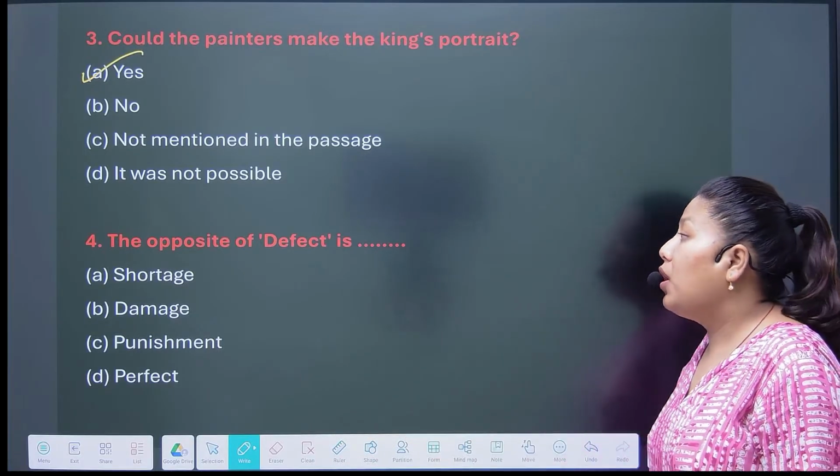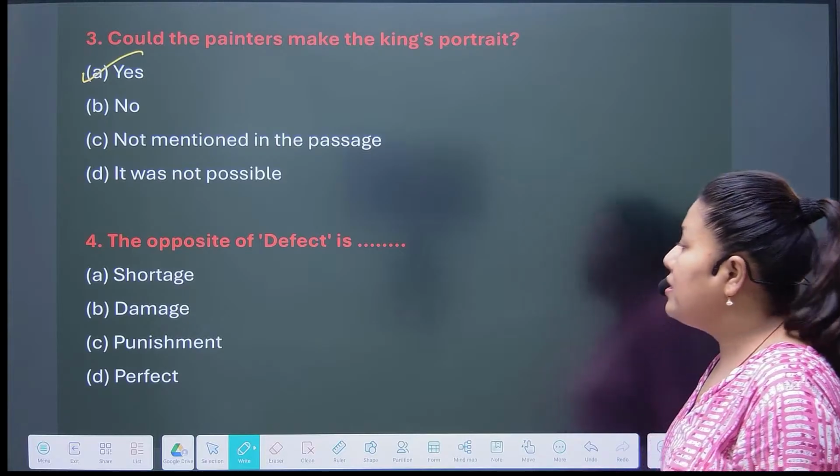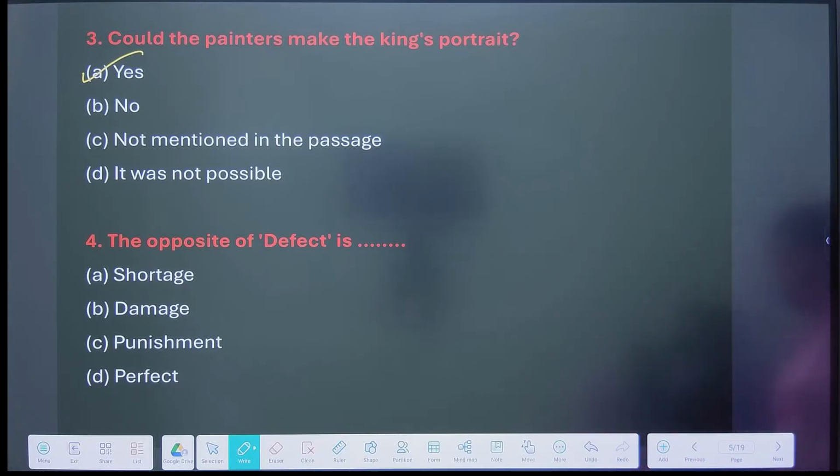Next question. The opposite of defect is. So here the question is, what is the opposite word for defect?